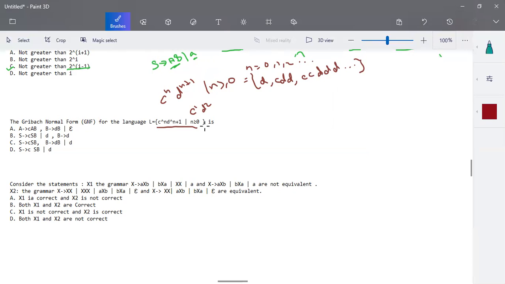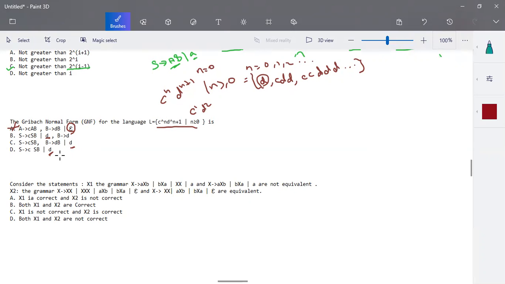So this is the constraint. Now the minimum input here is d, so we should have a production that gives d. Here you have a single d production, here also a single d production, and here you have epsilon. But this language will never generate epsilon. The reason is n plus 1: even when n is 0, at least one d will be there in the given example. So we can rule this out. This is not the appropriate grammar for the given language.